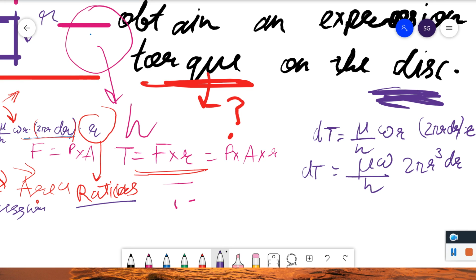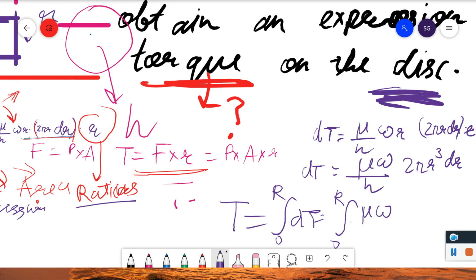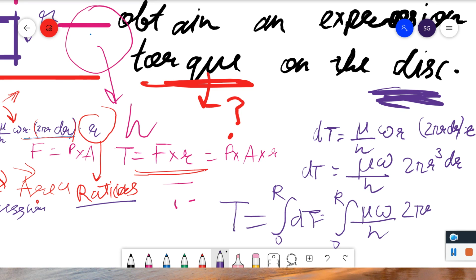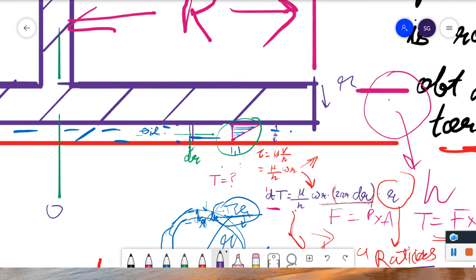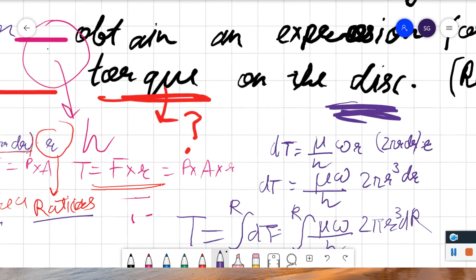Now for the total torque T, the total torque is integral from 0 to r of dT. That is, we will integrate it between the limits 0 to r, mu omega upon h, 2 pi r cubed dr. And we are basically interested in the radius here. It is 0 and it is r. So this is the upper limit. That's why I have put the limits from 0 to r.